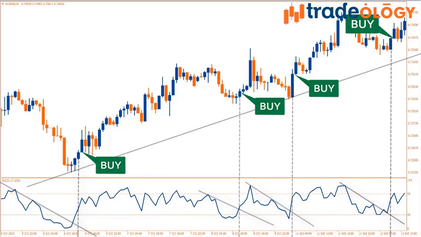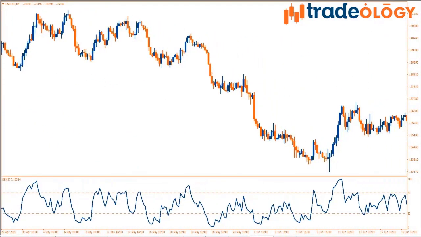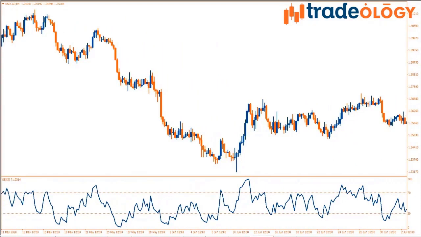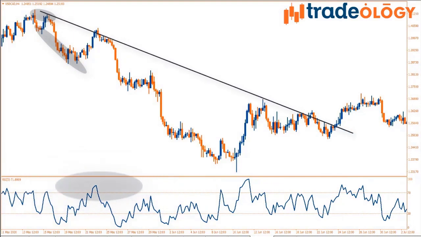In another chart, we can see an example of a short setup. The price was making lower highs and lower lows, indicating a downtrend. We added a trend line based on price action and identified the RSI trendline breakouts.